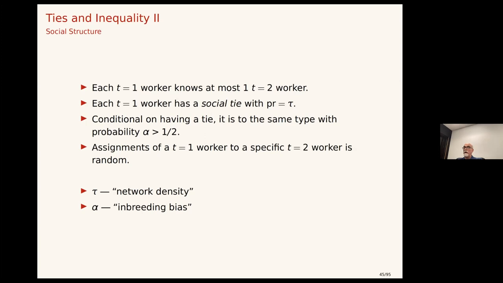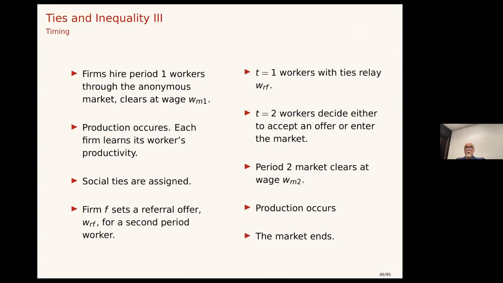So this alpha is really a measure of homophily, or a measure of informativeness of social ties. You can imagine how the market's going to work. In the first period, nobody knows anything, so we're just going to have your usual anonymous labor market, where firms just hire workers. The market clearing wage is going to be WM1, okay?